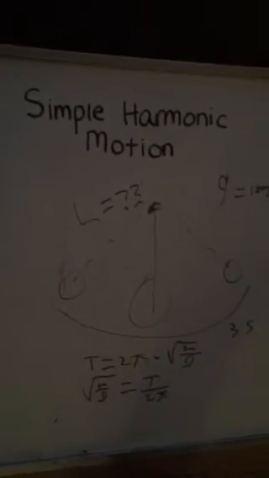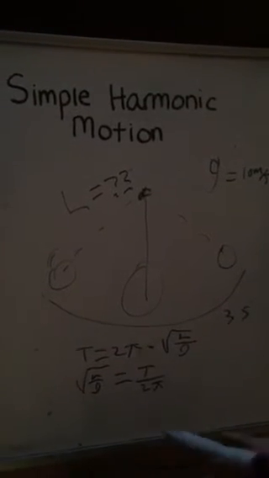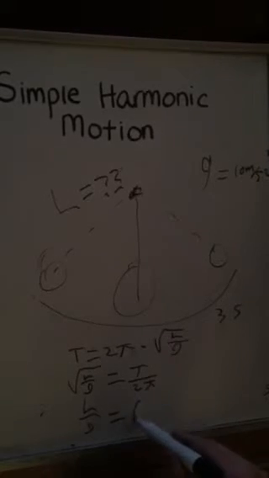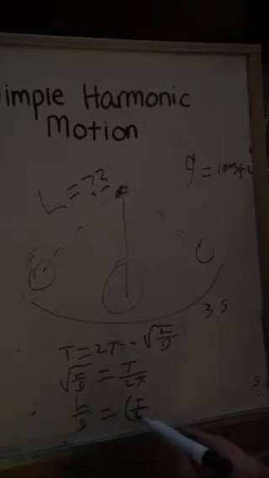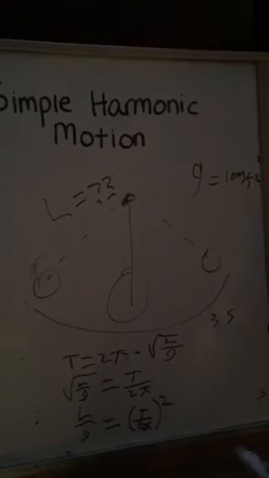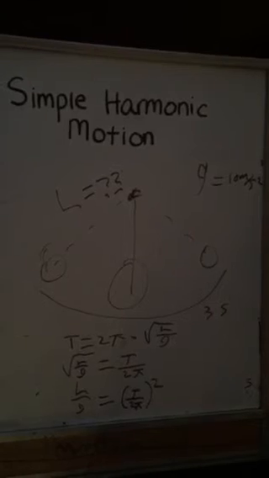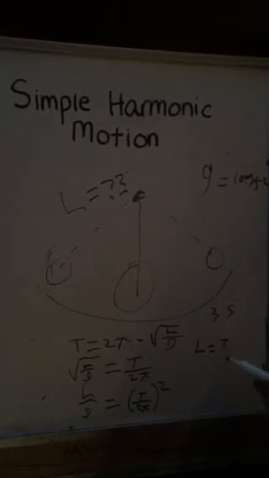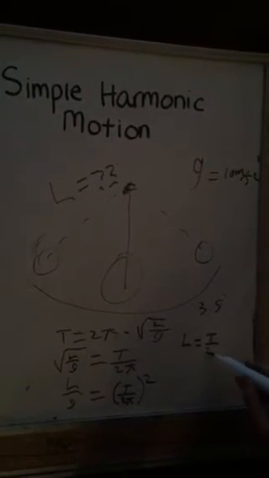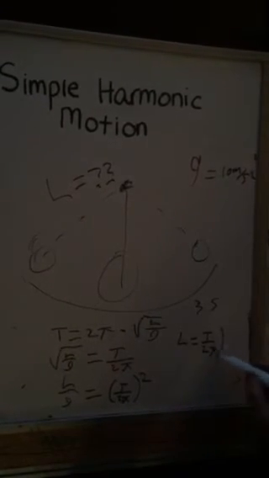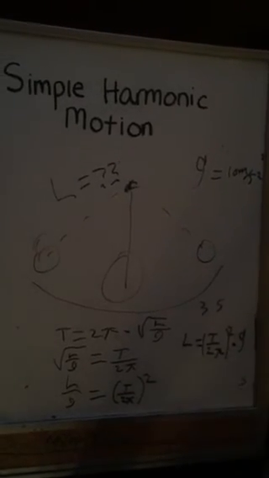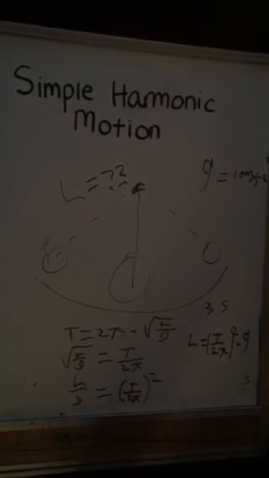Then we want to square both sides. So we'd get L over G equals (T over 2 pi) squared. And then we would multiply both sides by the gravity, and we'd get L equals (T over 2 pi) squared times the gravity. And then you'd plug in and solve.